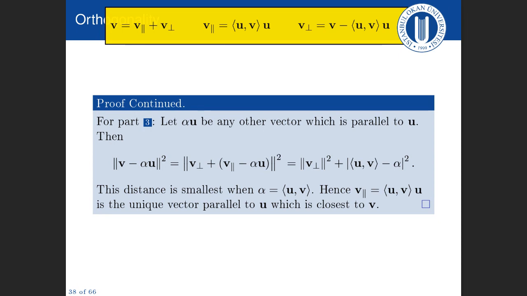The smallest that we can possibly make this is by choosing alpha equal to the inner product of U and V. So that proves that V parallel, which is defined to be the inner product of U and V multiplied by U, is the unique vector which is both parallel to U and closest to V.